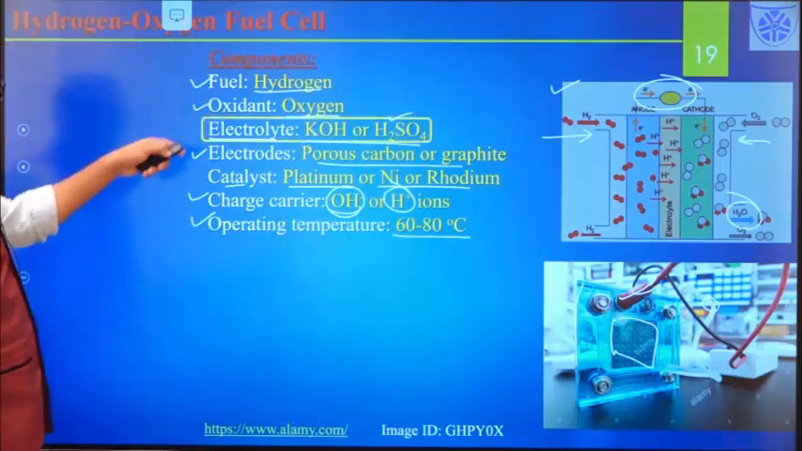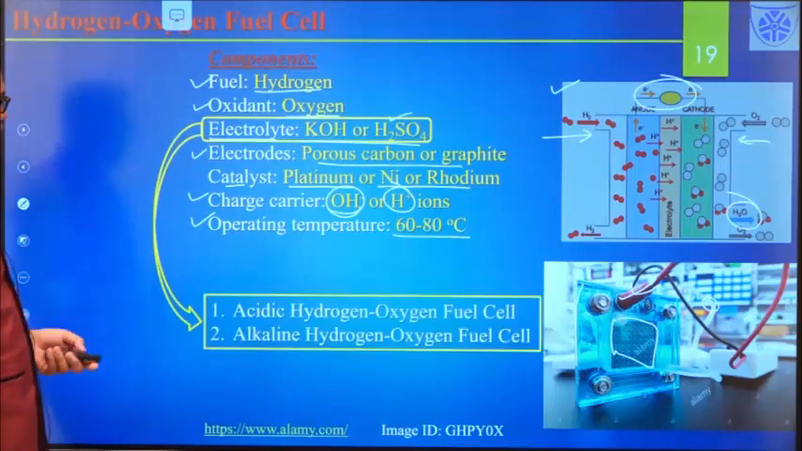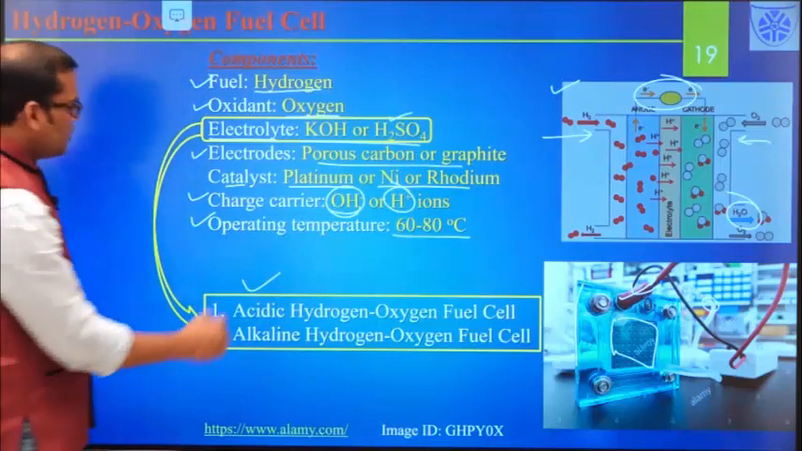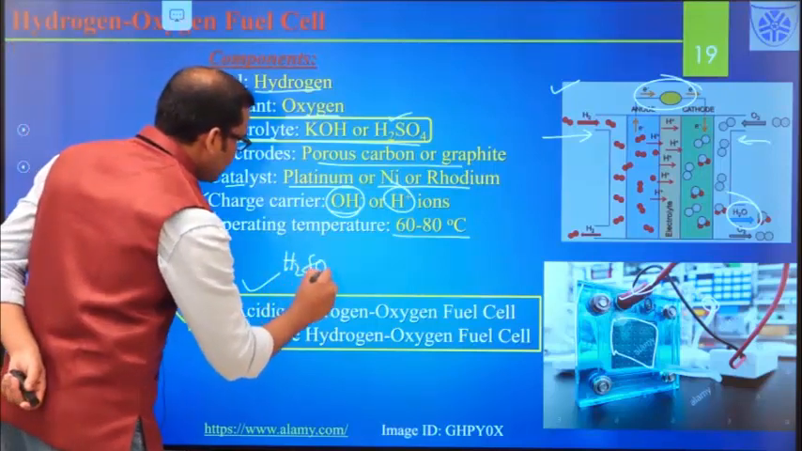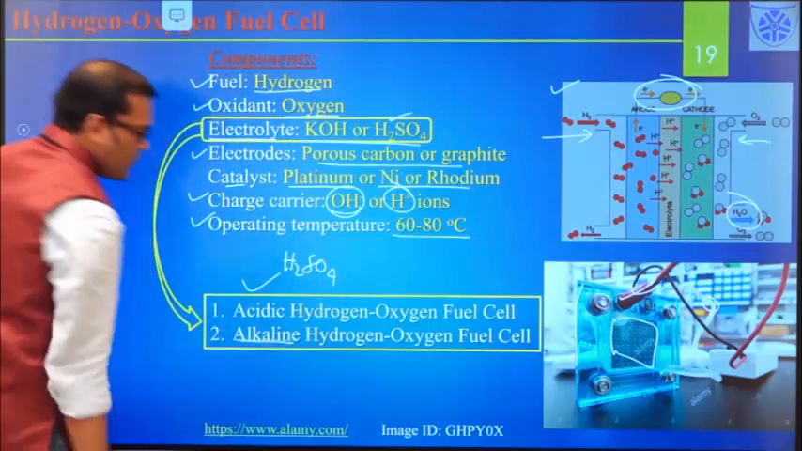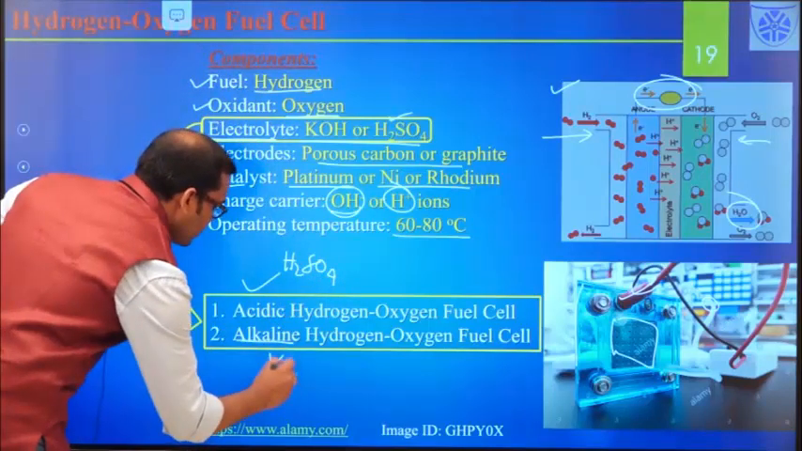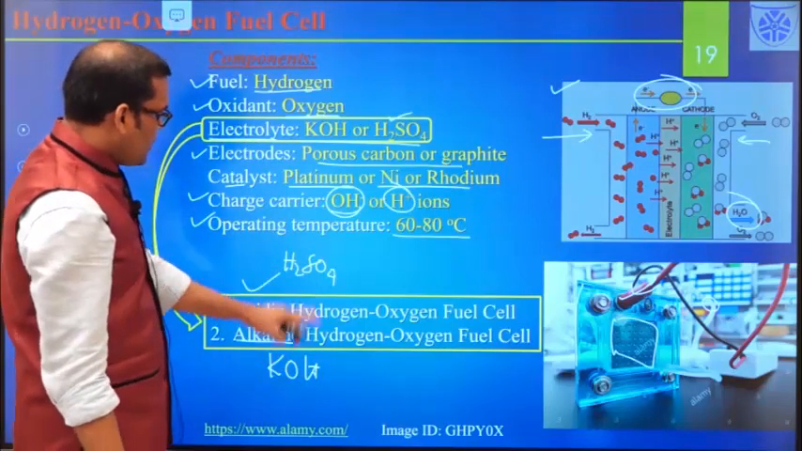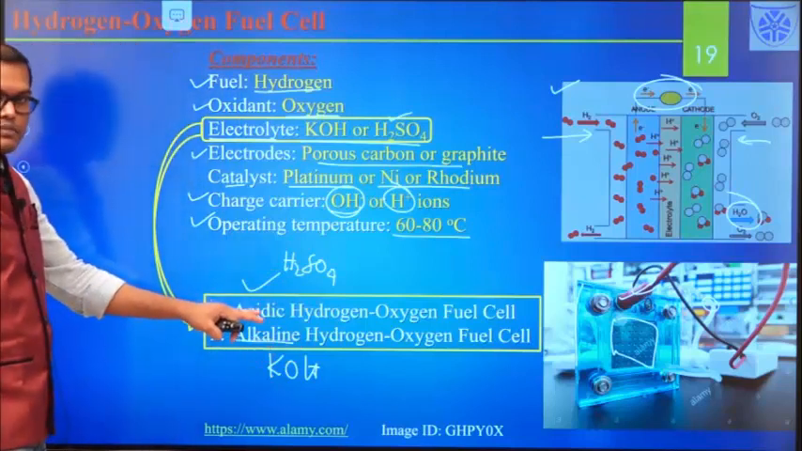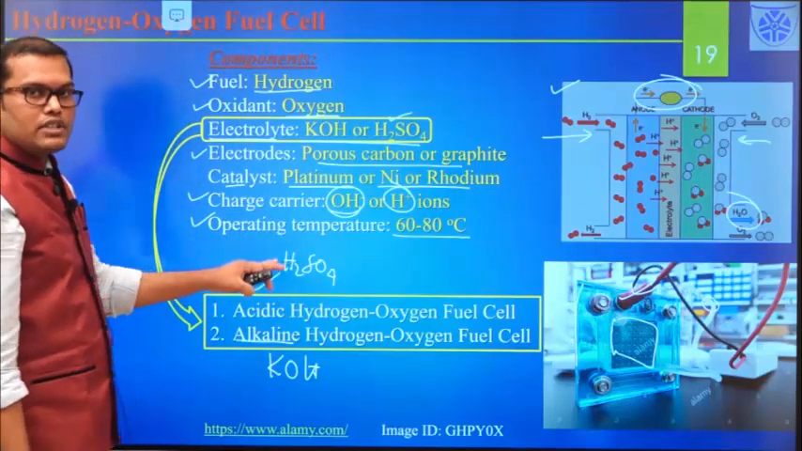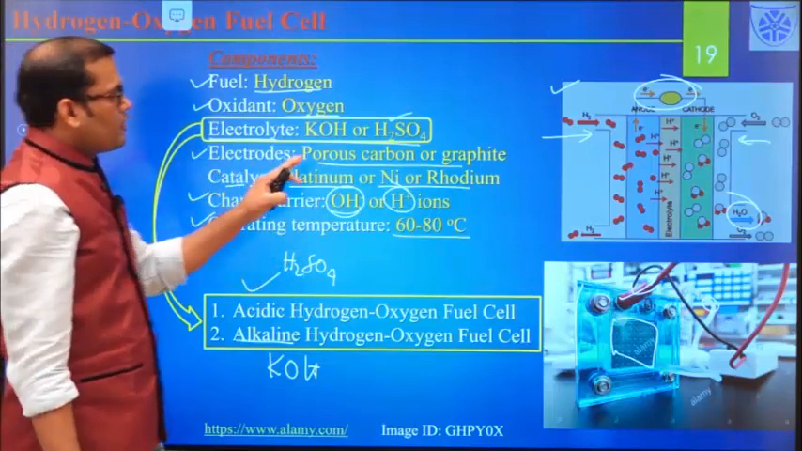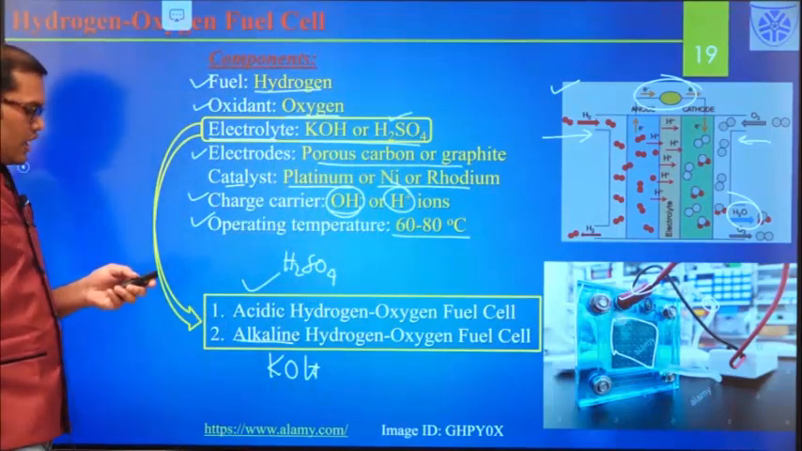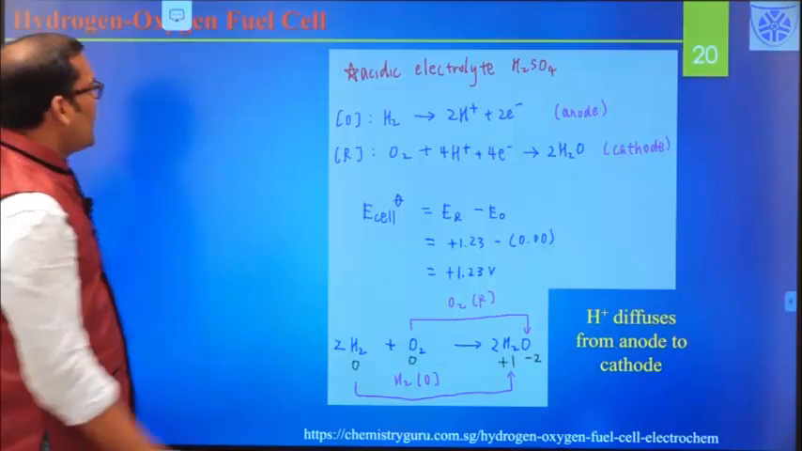Based on the electrolyte, we can divide it into two types of fuel cells. One is the acidic hydrogen oxygen fuel cell if you use H2SO4 as the electrolyte, and the other is the alkaline hydrogen oxygen fuel cell if you use KOH as the electrolyte. I will discuss both types based on the electrolytes and give you all the electrochemical reactions occurring in acidic and alkaline hydrogen oxygen fuel cells. So let us discuss the acidic electrolyte.